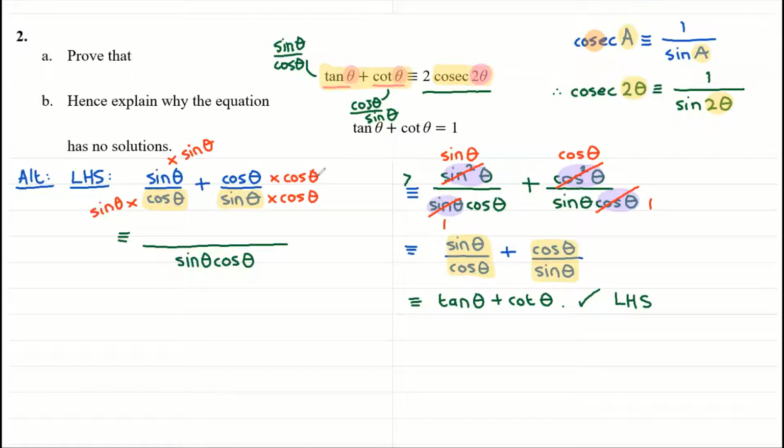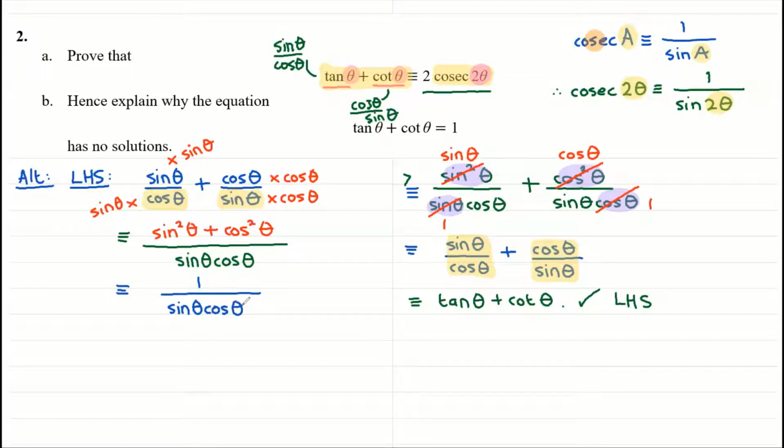Now, what happens there? This is where it gets interesting. We're going to get sine squared theta plus cos squared theta. A lot more intuitive than the other method, perhaps. When you see that, you can immediately say, well, this is the same as 1, isn't it? So you're going to get 1 over sine theta cos theta.